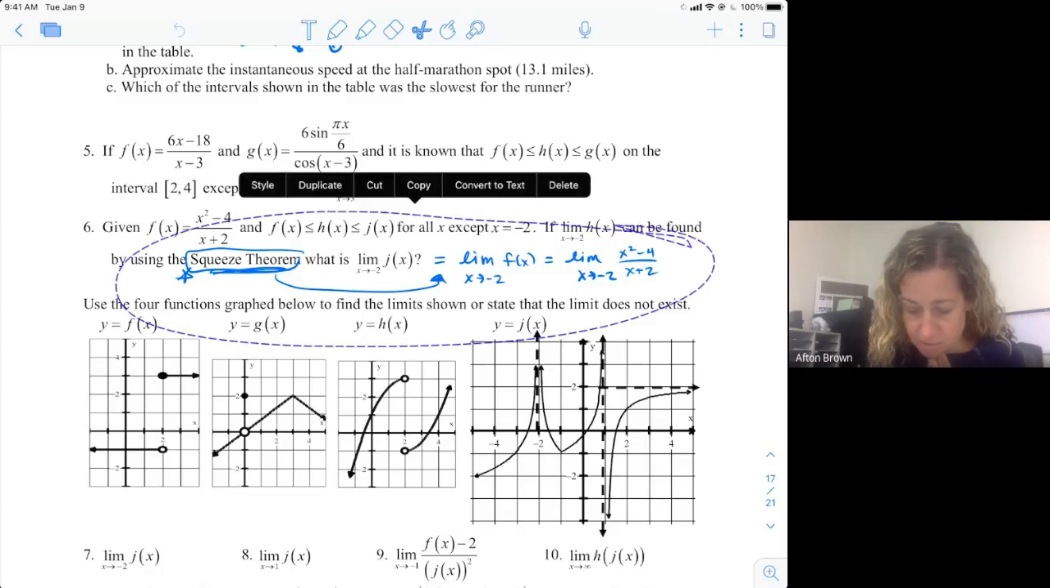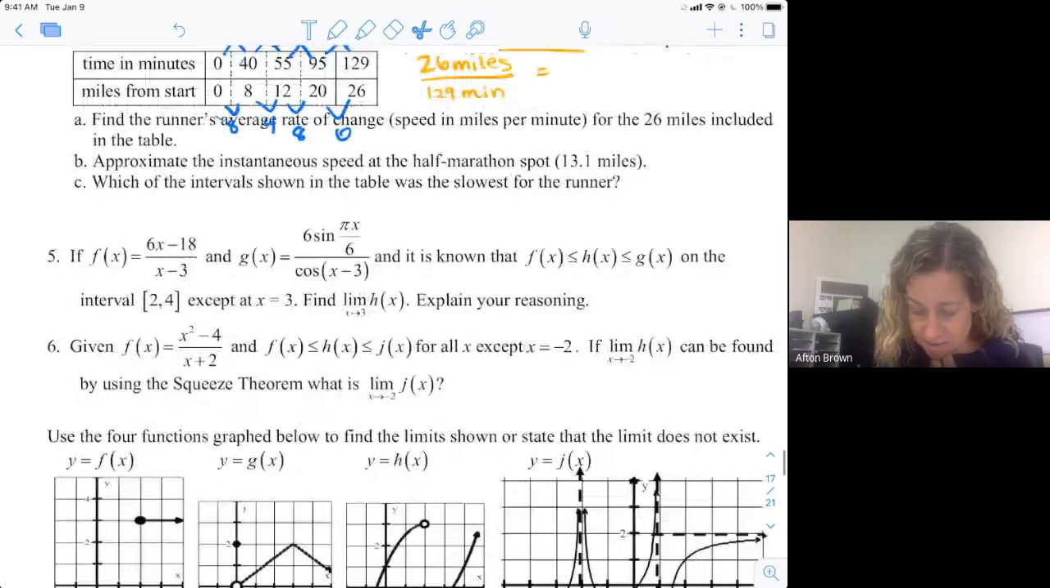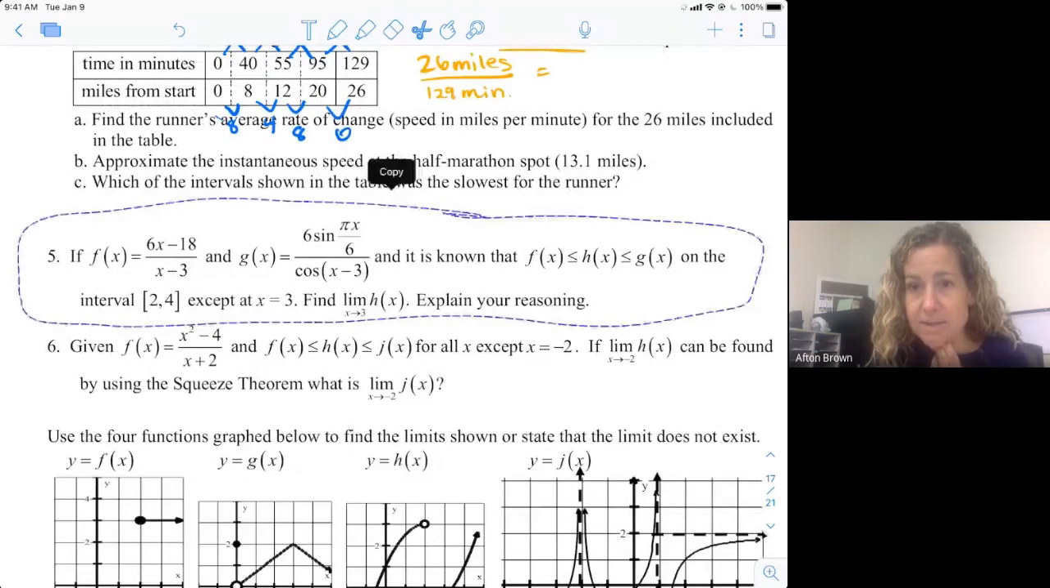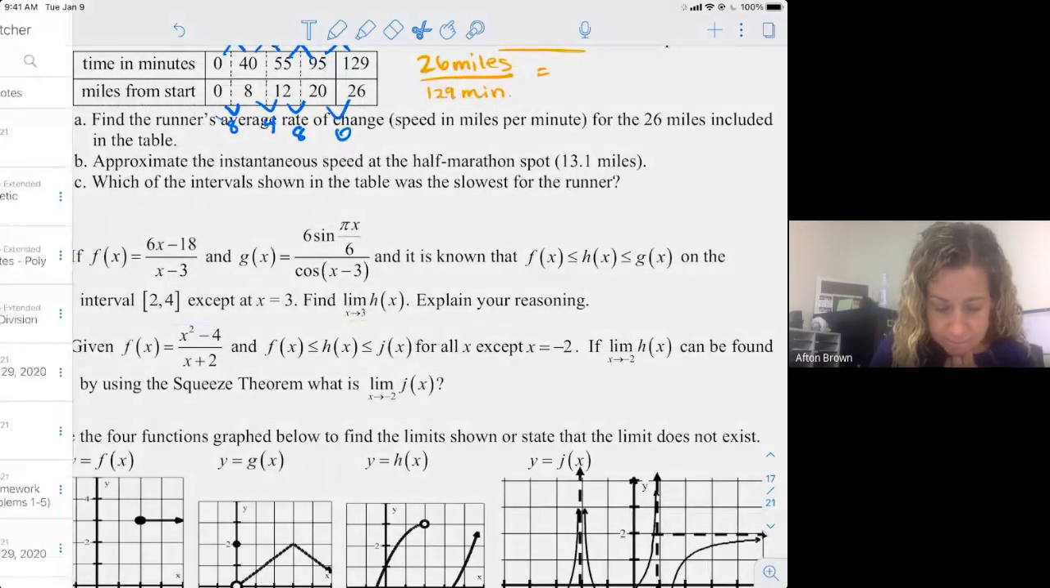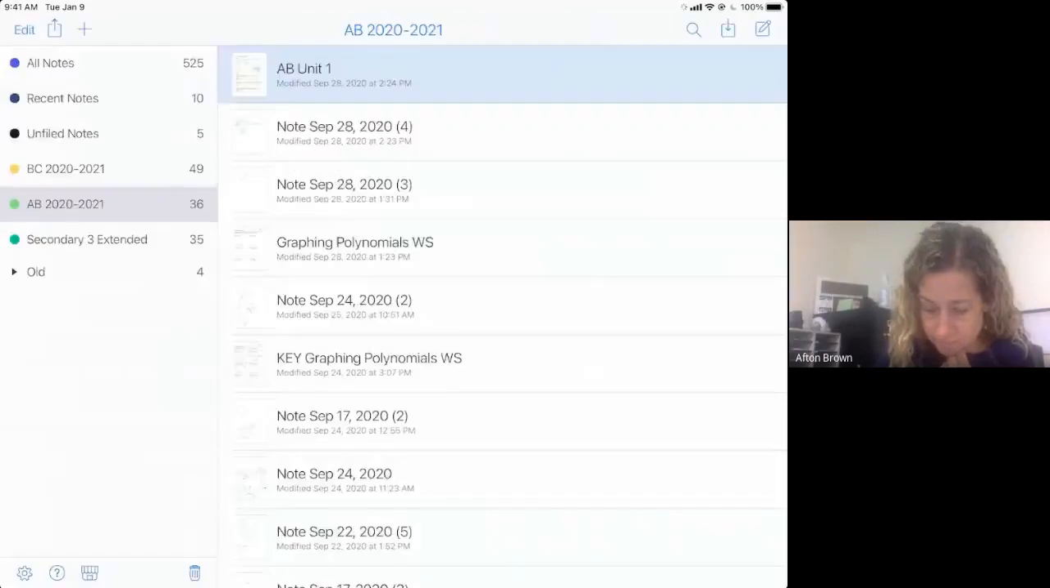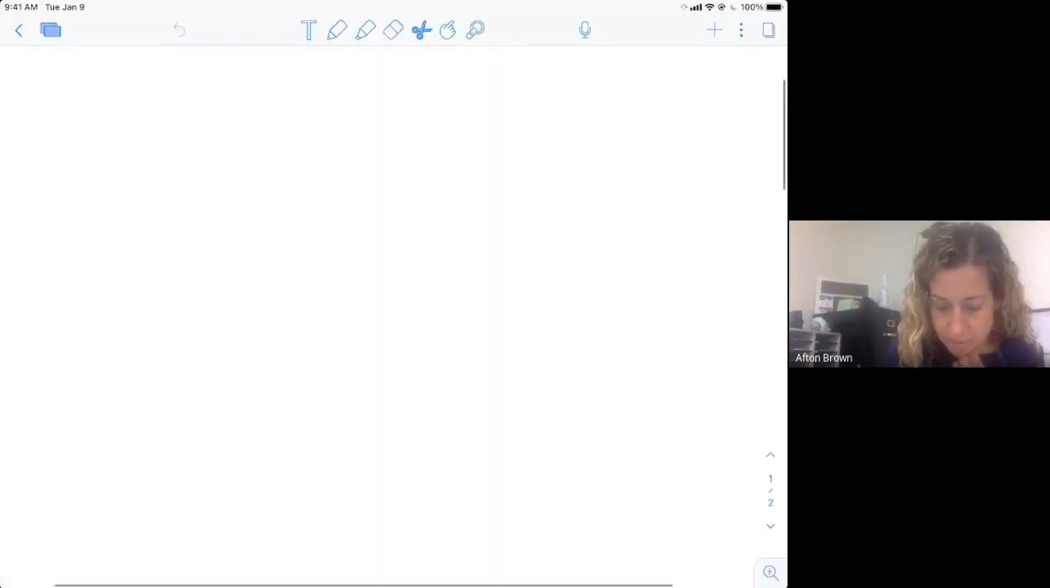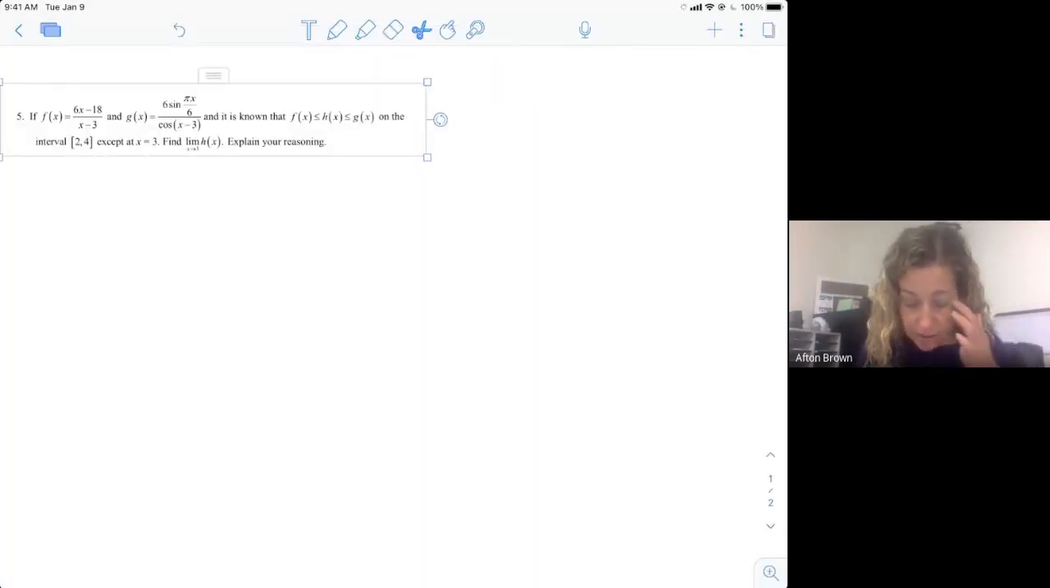Okay, so I'm going to do 5. I'm going to take it to another piece of paper because it'll definitely require some more space. Okay, so on number 5, it looks terribly ugly.